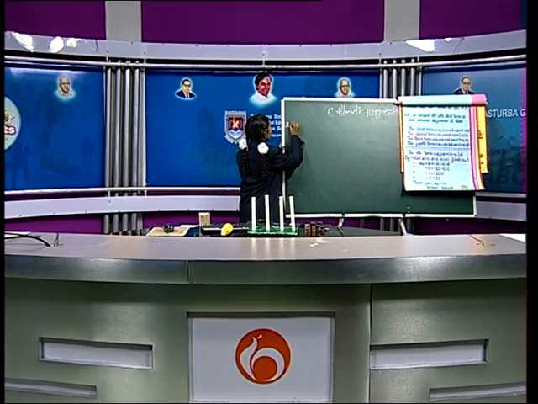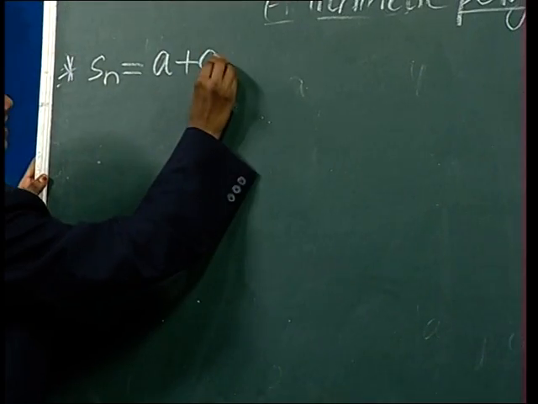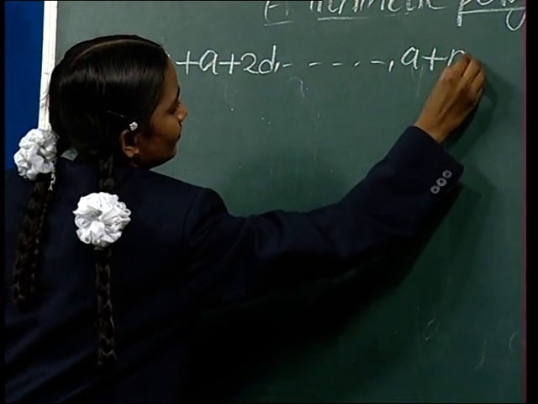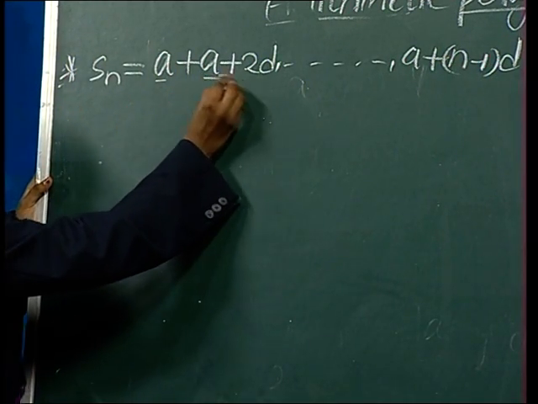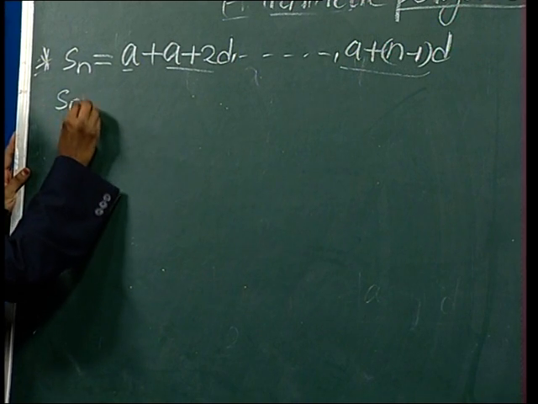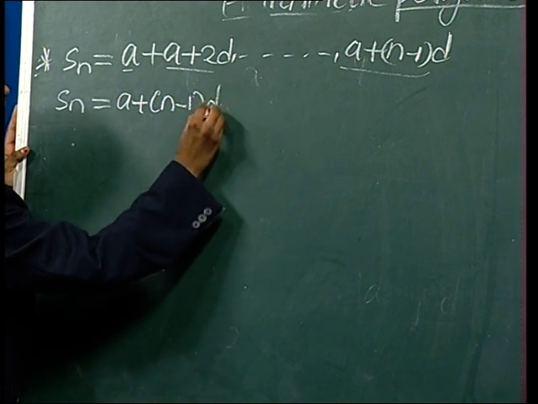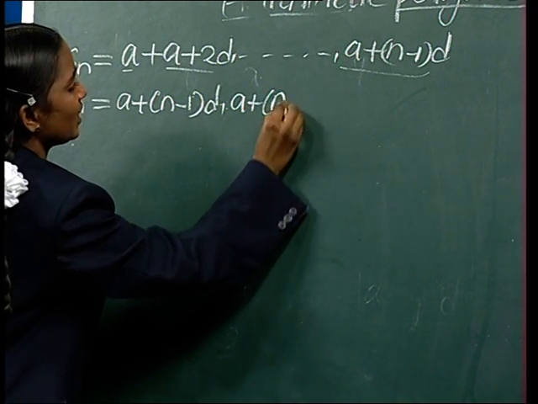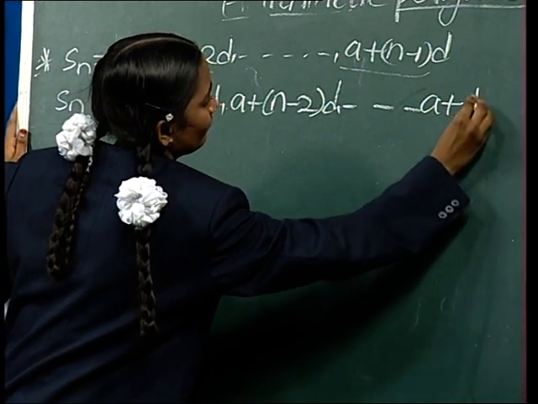Here we are considering the sum of the first term, second term, and so on up to the nth term. So, the terms of the arithmetic progression are a, a plus d, a plus 2d, up to a plus n minus 1 into d. Then for our convenience, we have to reverse the order. So, the nth term is a plus n minus 1 into d, the next term is a plus n minus 2 into d, and so on, a plus d and a.